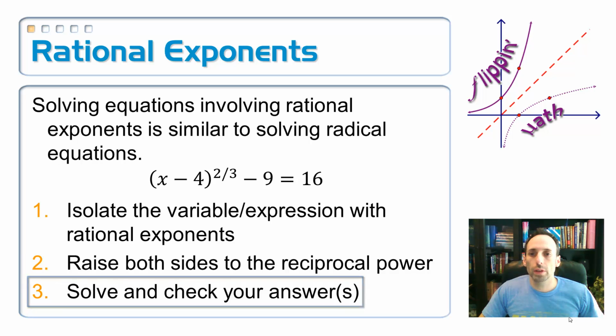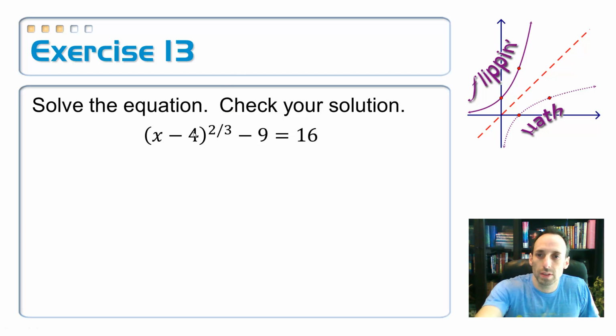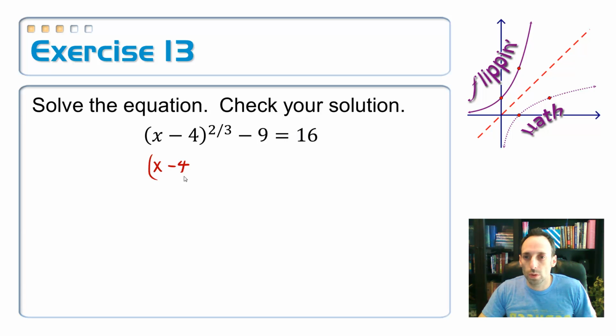So let's try that right on that one. Same exact equation. So isolate the radical term, so get the 9 over. So I have x minus 4 to the 2/3 power is equal to 25. So I'm going to raise that to the reciprocal power. So I'm going to raise both sides of this to the 3/2 power.